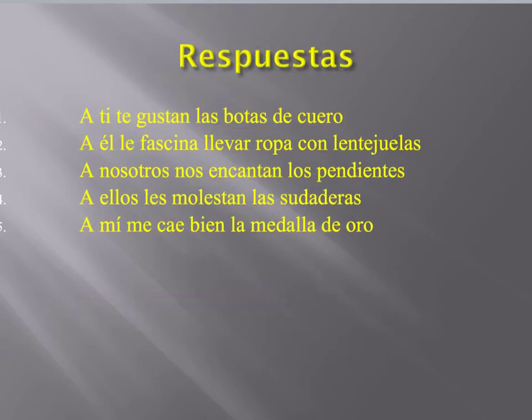here are the answers. A ti te gustan las botas de cuero. Those two things go together, and the a ti te go together. A él le fascina llevar ropa con lentejuelas. So we have an infinitive verb. That's why we have a singular form of a verb like gustar. A nosotros nos goes together, and then los pendientes means that we have to have encantan. A ellos les goes together, and then we look to the end to make sure that we have plural and plural matching. A mí me goes together, and then la medalla de oro is singular, and so therefore the verb is singular as well.